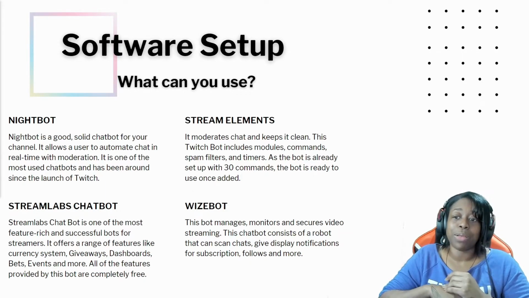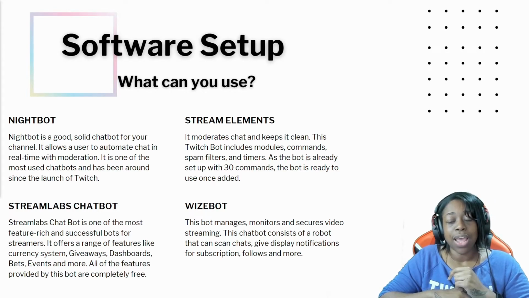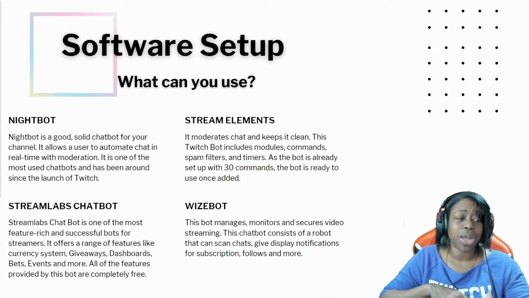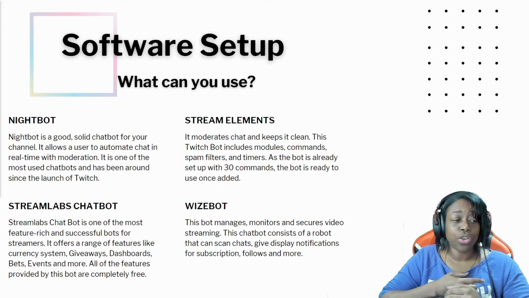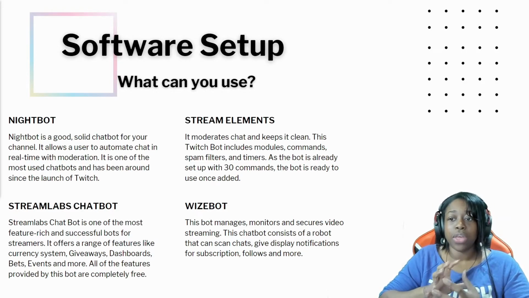Next is Streamlabs chatbot. Streamlabs chatbot is one of the most feature-rich and successful bots for streamers. I am using that right now. This is also one that I like to use. What it does, it actually allows me to use multiple features. I can put giveaways in there, song requests, sound files, counters, currencies. I can do mini games. I can add quotes, extra quotes, and all of those kind of things.